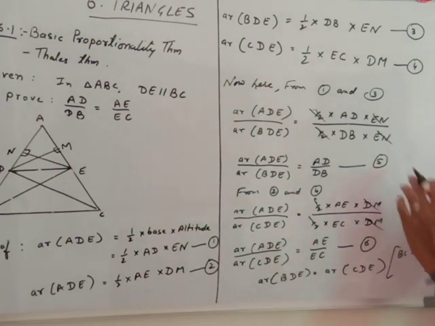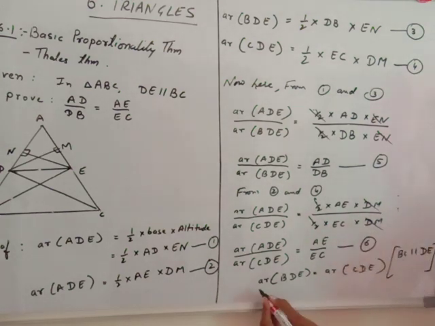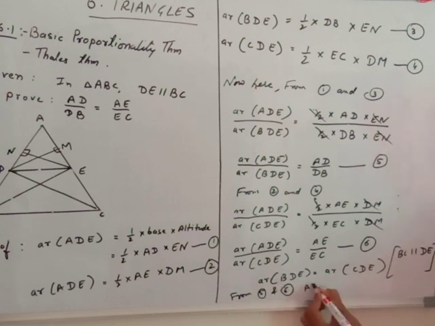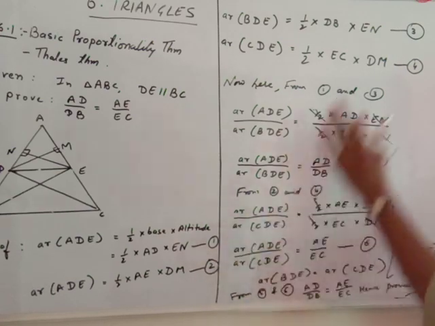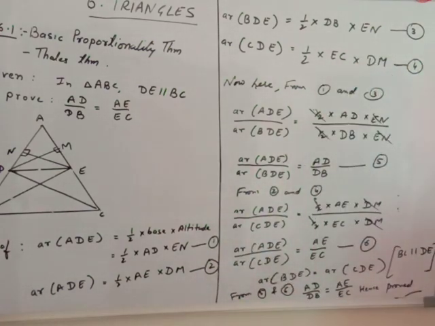So from 5 and 6, we get that. So finally write down like this. From 5 and 6, AD upon DB is equal to AE upon EC. Hence proved. Hence proved. I think the concept is clear. You just focus on these 6 equations. It's very easy to prove.